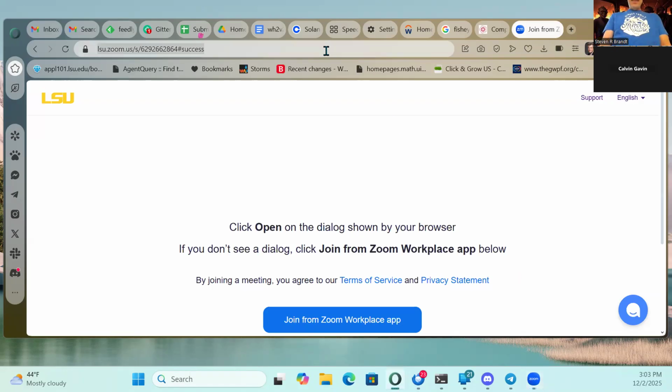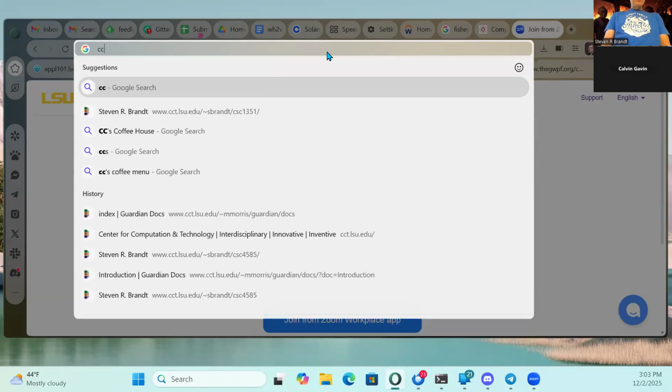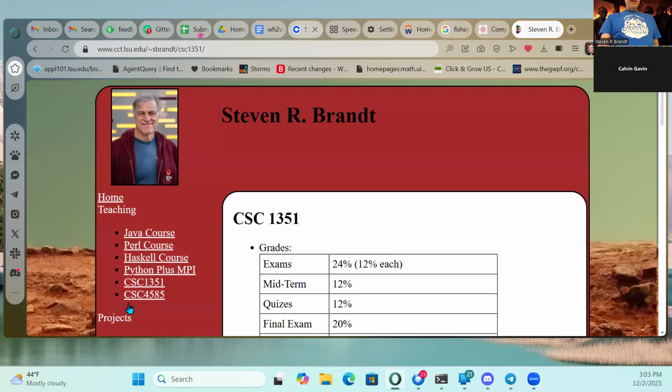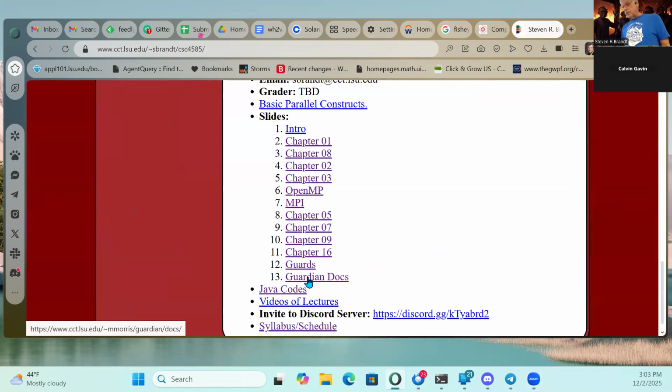Okay, so chapter one. What's the difference between safety and liveness? I don't have my slides ready in case I want to go to them. So safety means a bad thing must not happen, and liveness means a good thing must happen, right?